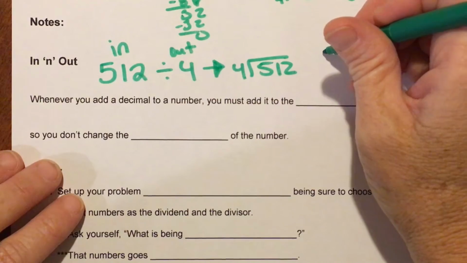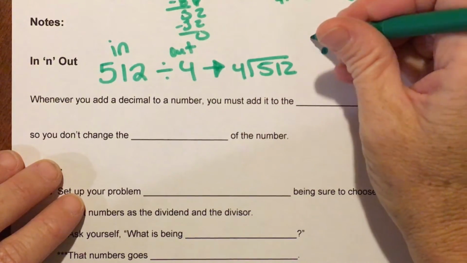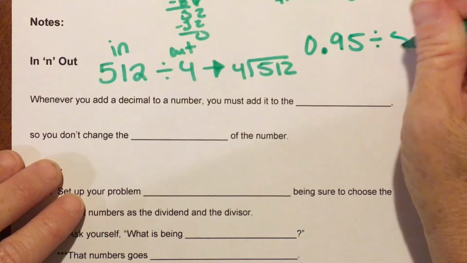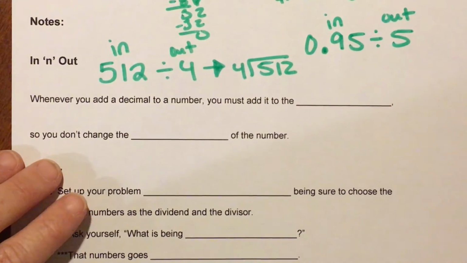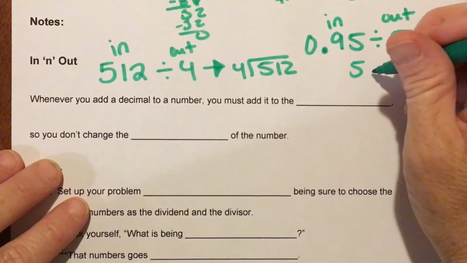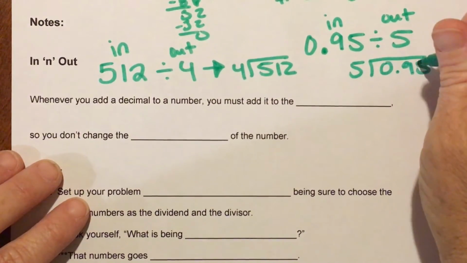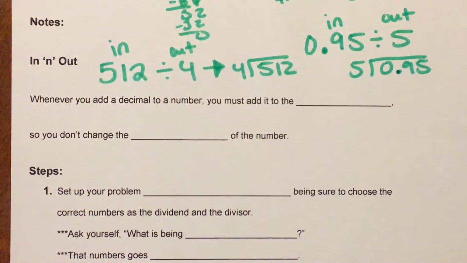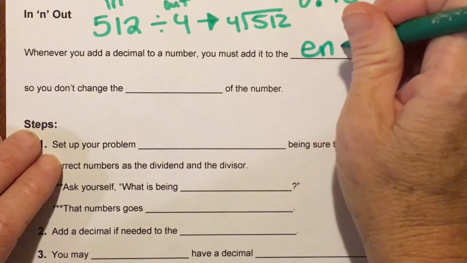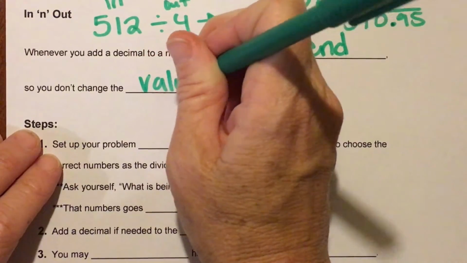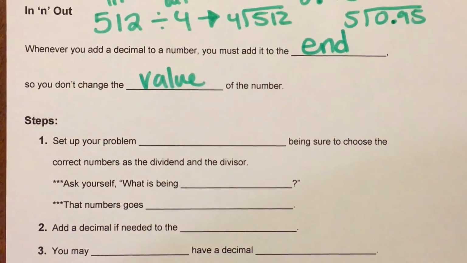So if you have decimals, you might have something like 0.95 divided by 5. So I'm going to still remember in and out. I'm not going to say which one's larger. So my 5 would go outside and my 0.95 would go inside. Okay, so in and out will really help you during this lesson remember how to set up your problem correctly. Okay, this is just a quick review. Whenever you add a decimal to a number, you must add it to the end so you don't change the value of the number. And we've been working on that since school started.